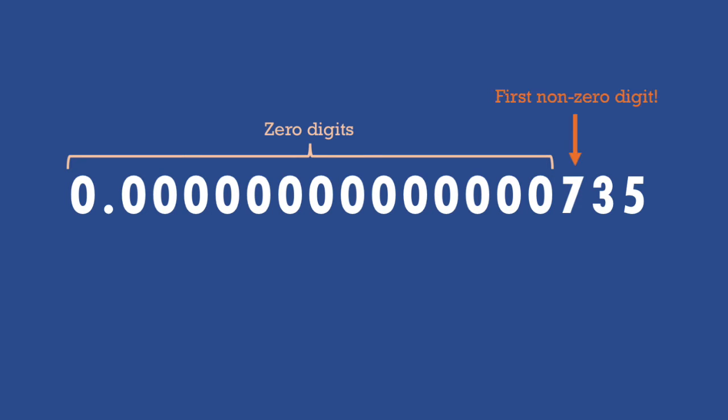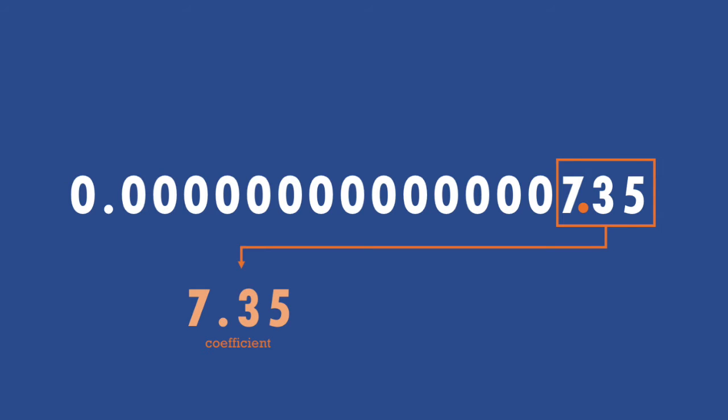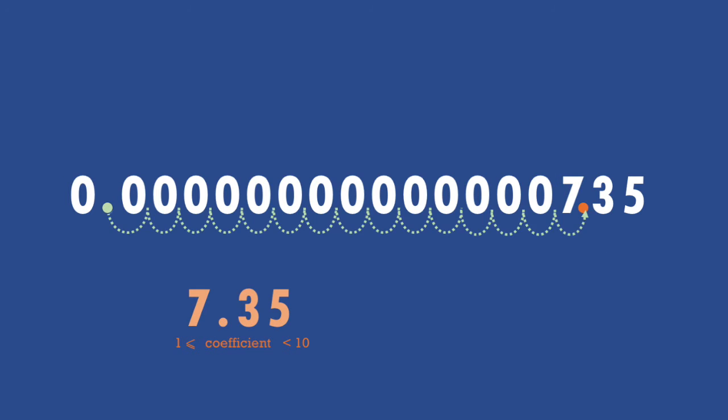If the number was a very, very small number, then we put the decimal point after the first non-zero digit to get the coefficient. Likewise, the coefficient has to be at least 1, but less than 10. Then we count the number of places between the new decimal point and the original decimal point. The exponent of the base 10 is the negative value of this number.